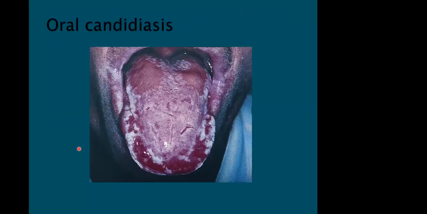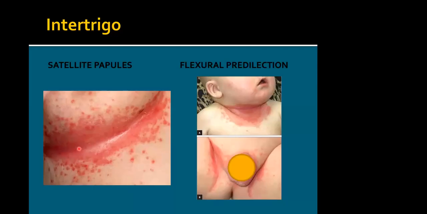I'll just show you some of the images. This is oral candidiasis, whitish adherent plaque, mainly involving the tongue. Sometimes you can get extension to the buccal mucosa. There is something called oral hairy leukoplakia, which again presents with whitish adherent scales, but that's usually on the lateral aspect of the tongue. So remember oral hairy leukoplakia.